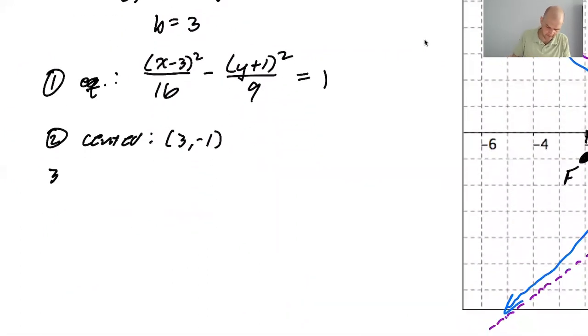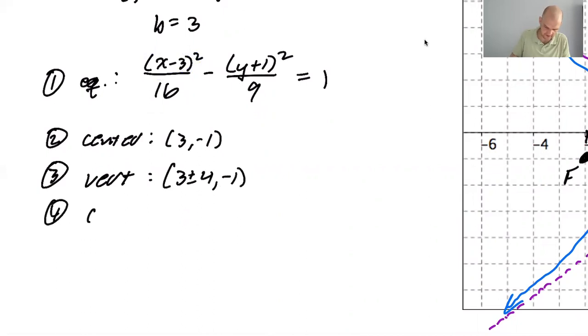All right, 3, vertices. For the vertices, I know that it's horizontal, so I'm going to start at 3, and then I can go 4 in either direction. So it's going to be 3 plus or minus 4, comma, -1. Co-vertices. Okay, co-vertices are up and down because we're eating a horizontal line. So for co-vertices, we can start at -1 and then go up and down 3. So it's going to be 3, comma, -1 plus or minus 3.